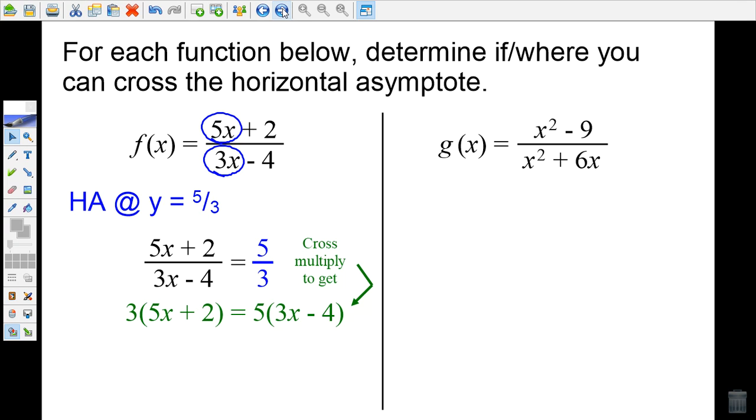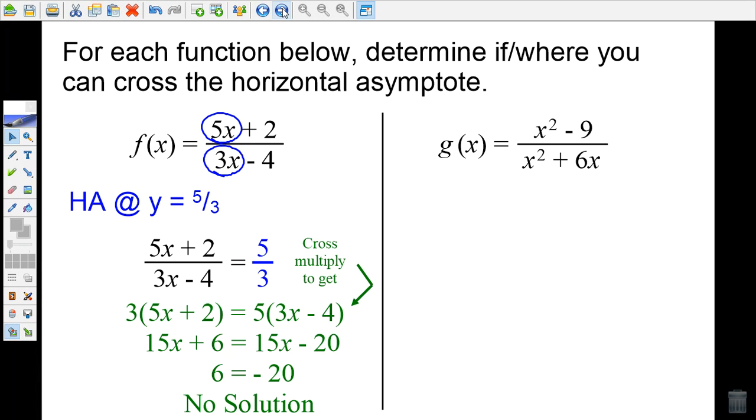Then we distribute the 3 and distribute the 5, and we end up with 15x plus 6 equals 15x minus 20. Because there's a 15x on both sides, they cancel off, and I'm left with 6 equals negative 20, which has no solution. That is a false statement. So that means I cannot cross the horizontal asymptote. If I was graphing f of x, once I draw that HA in, I know I'm never allowed to touch it or cross it, which will be very important information for us to have.